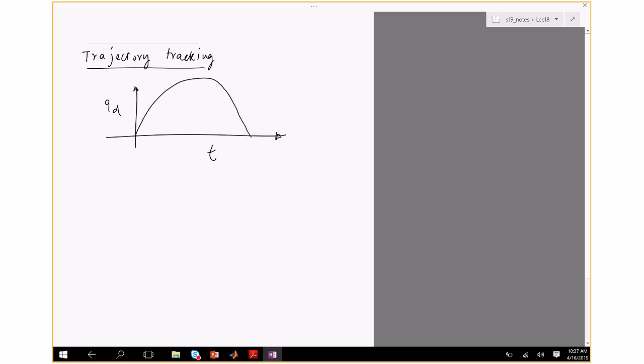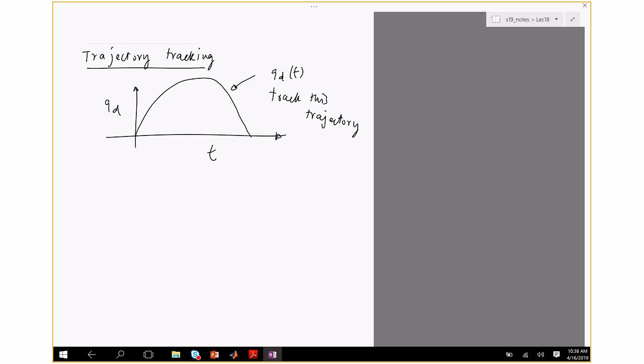Trajectory tracking. What's trajectory tracking? You could have a trajectory like this. This is qd as a function of time. So we want a manipulator, say one joint, to follow that profile. And so you need to modify your torque to be able to track that trajectory. This is for one joint, as I said. For your n joints, you will have n different trajectories. Some of them could actually just stay at zero, and some of them could be tracking.